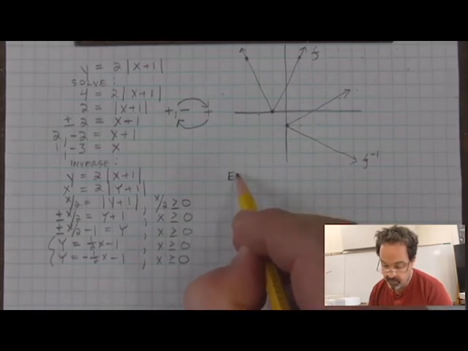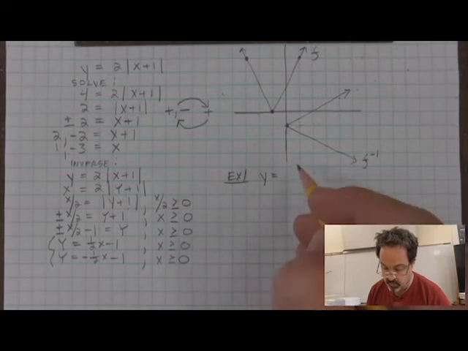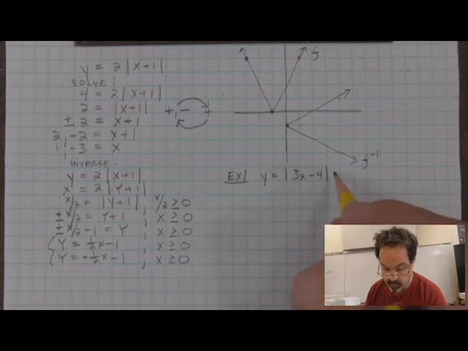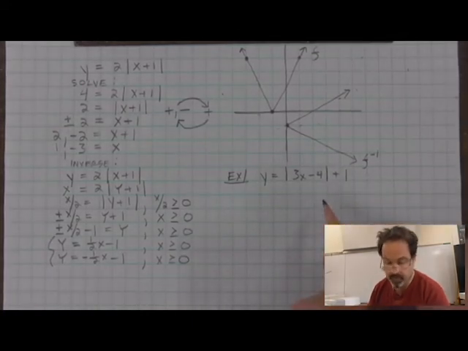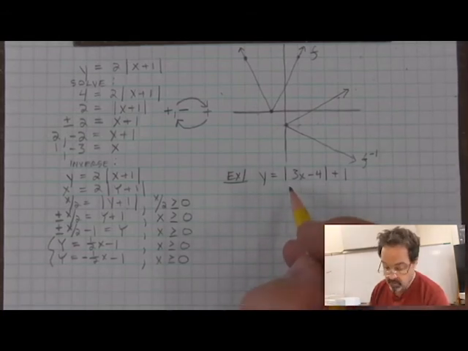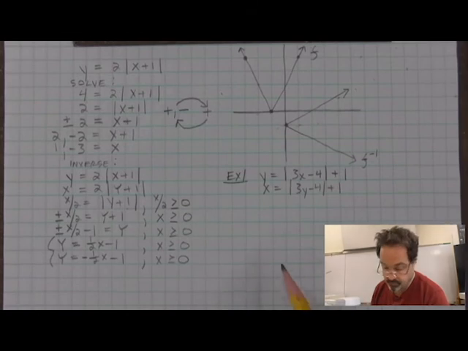Let's provide another example of this solution process. We have an equation y is equal to the absolute value of 3x minus 4, and then plus 1. I'm going to find the inverse of this equation. First step is switch x and y. x is equal to the absolute value of 3y minus 4, then plus 1. I need to solve for y. I'm going to first subtract 1 from both sides.